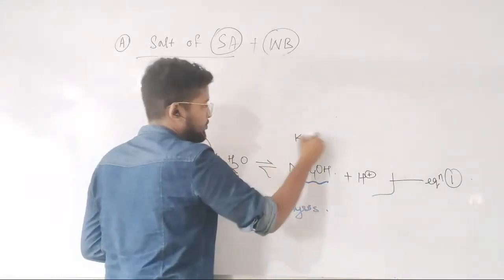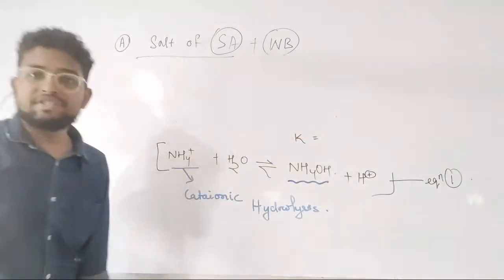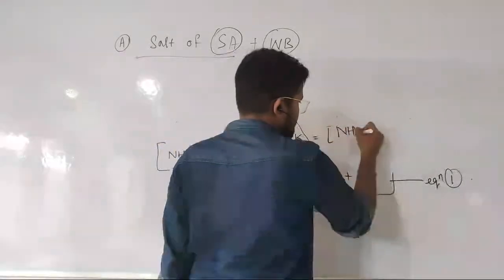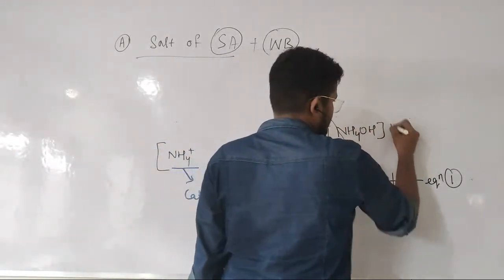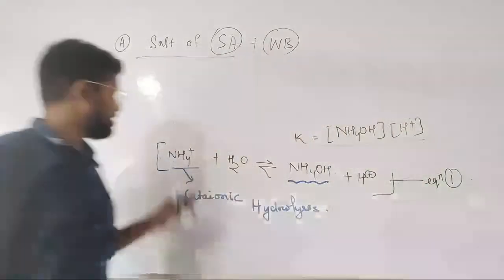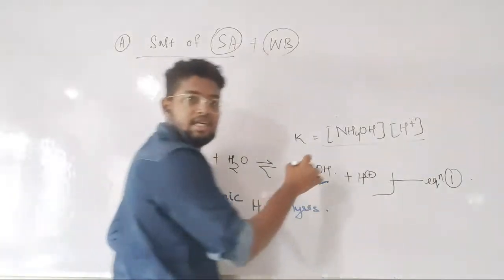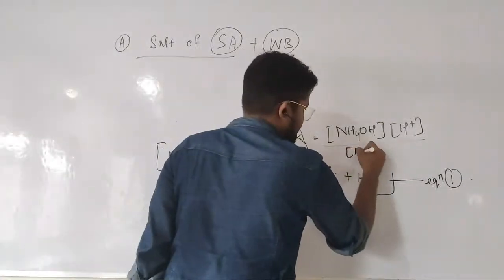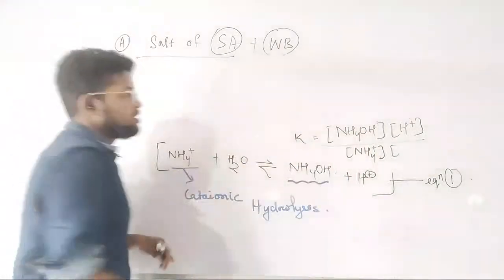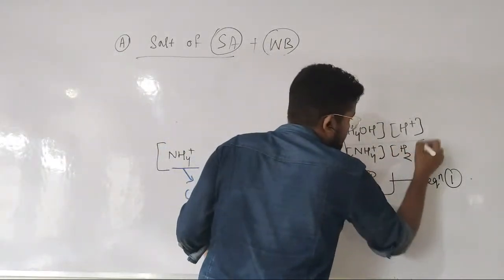So K will be product by reactant, right? Again, what will be the product? NH4OH into the concentration of H plus, divided by what are the reactants? NH4 plus multiplied into the concentration of water.